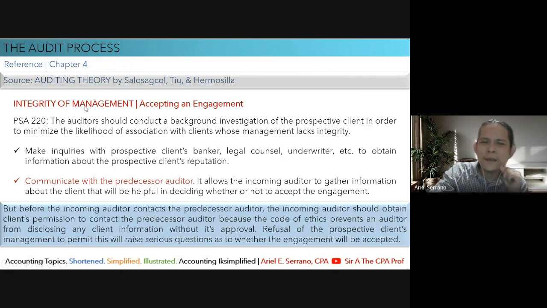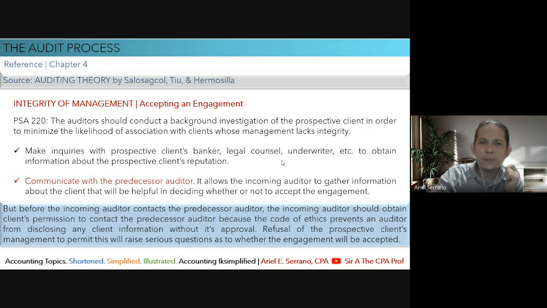Ito, integrity of management. Let's talk about the fourth one. Sabi sa PSA 220, auditor should conduct a background investigation of the prospective client in order to minimize the likelihood of association with clients whose management lacks integrity. Ito yung nabanggit ko kanina sa isa kong previous lecture. Kung kanina nyo pa lang ito pinanood, no? The video lecture before this one. Diba, nabanggit ko doon, nagba-background checking yan, nag-iimbestiga.